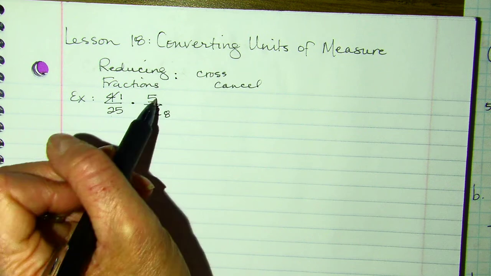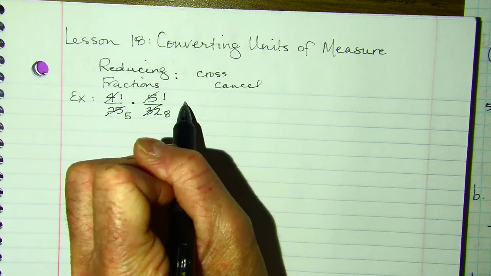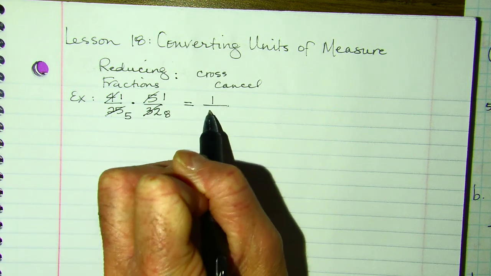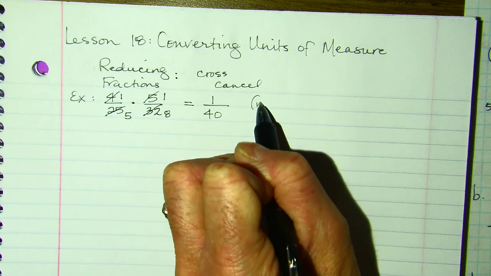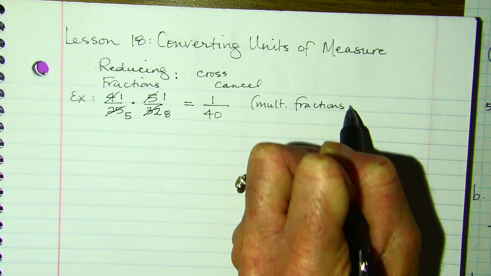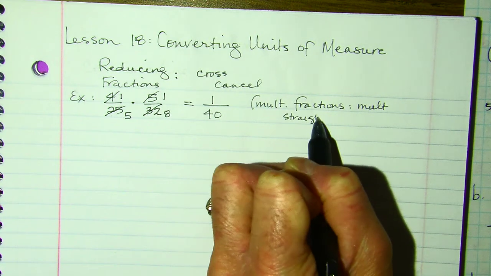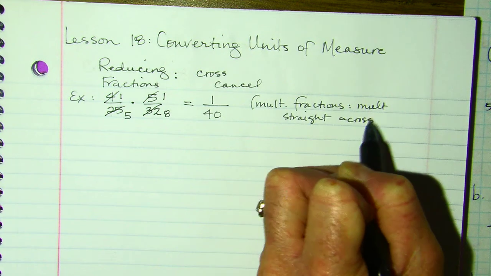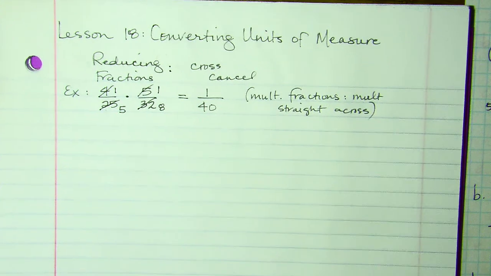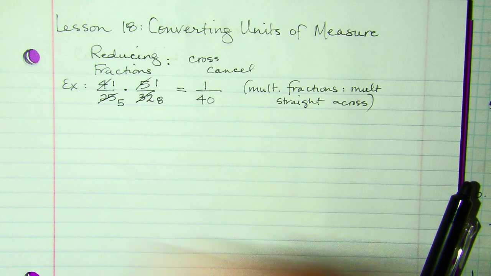And I can do the same with 5 and 25. 5 goes into 5 once, 5 goes into 25 5 times. And I'm left with 1 times 1 and 5 times 8, which is 40. Remember, when we're multiplying fractions, we multiply straight across. So we are going to be doing a lot of cross-simplifying to get our final answer, okay? So here we go. Here's some conversions I think you should all memorize.